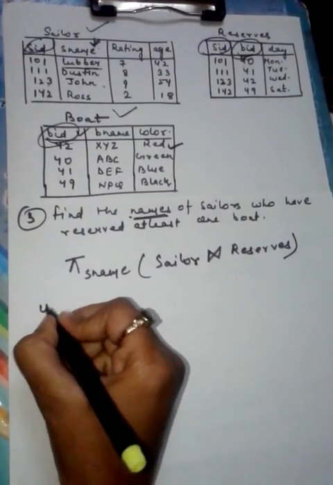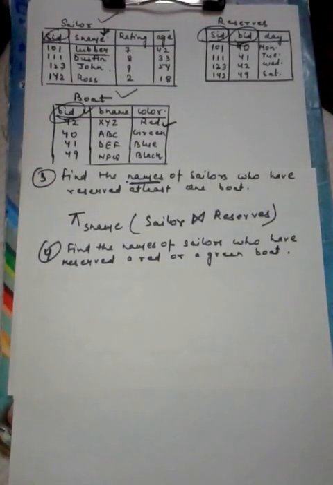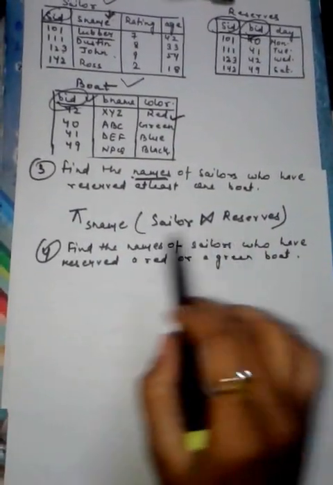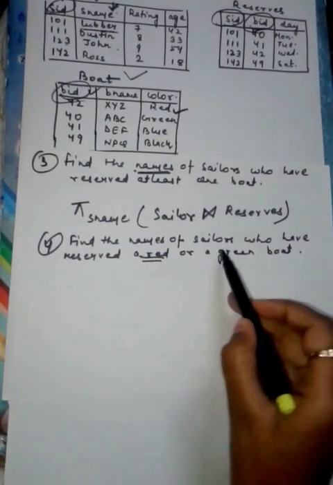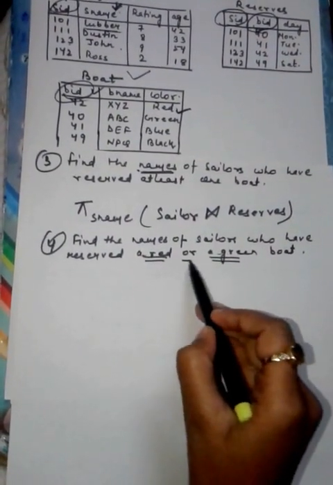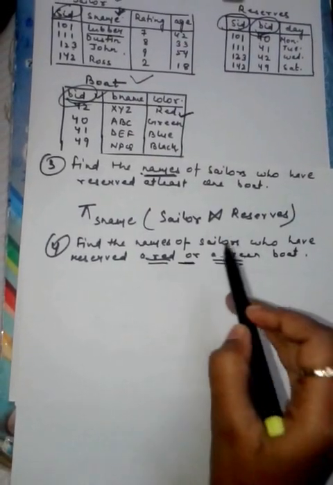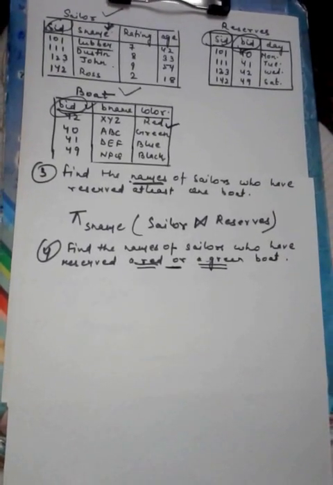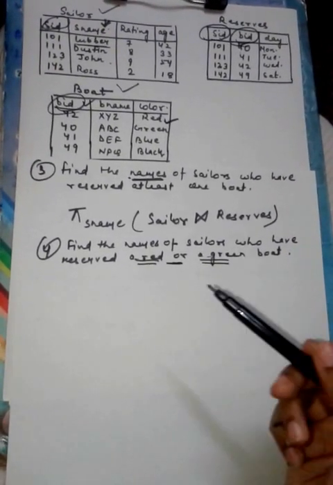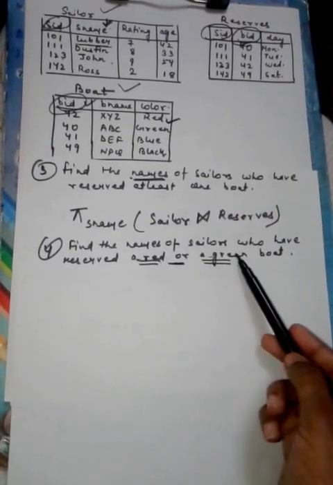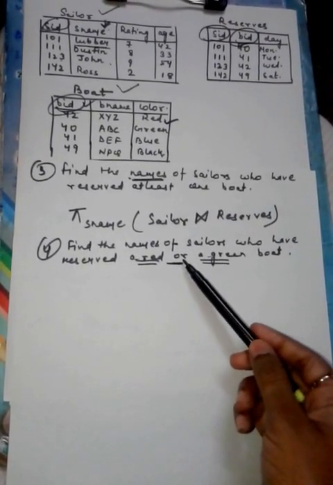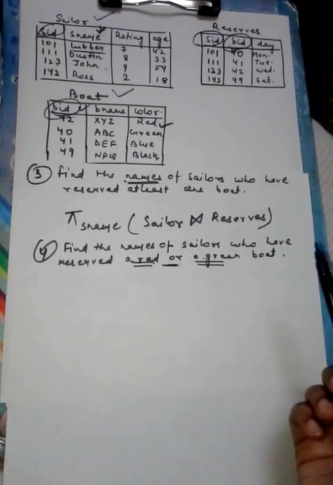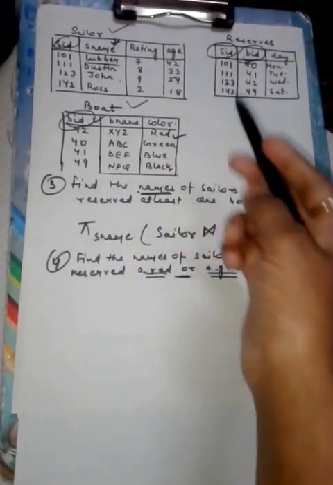Okay, so our next query is: find the names of the sellers who have reserved a red boat or a green boat. Here "or" is used. So which operations will we take here? We will use the project operation to project the name of the seller, then the select operation to select the color of the boat, third the union operation, and fourth the natural join operation to relate these three tables.